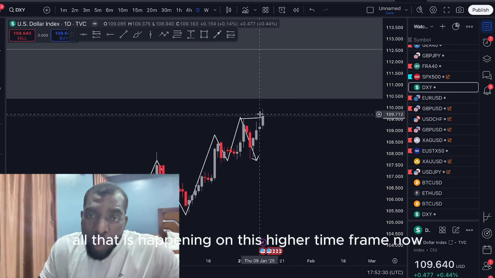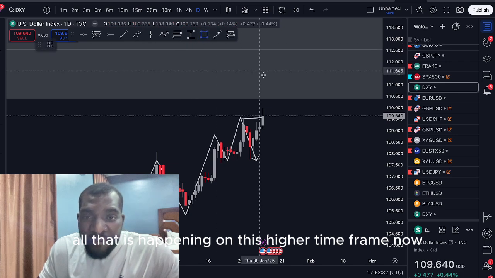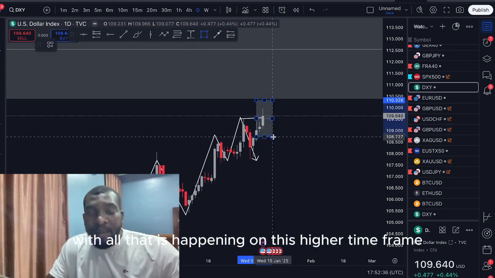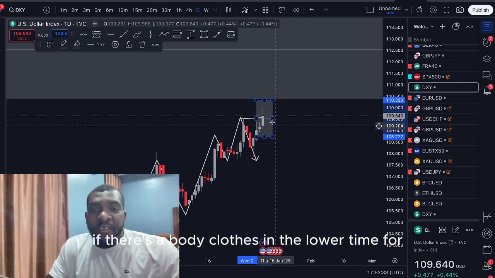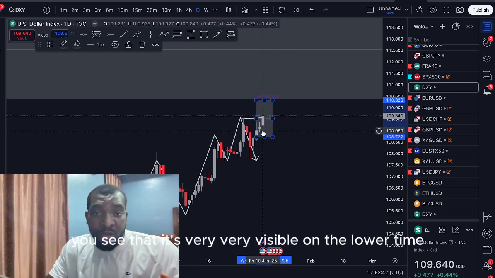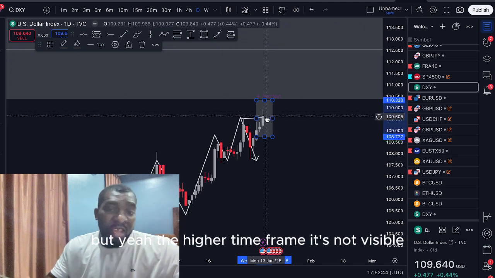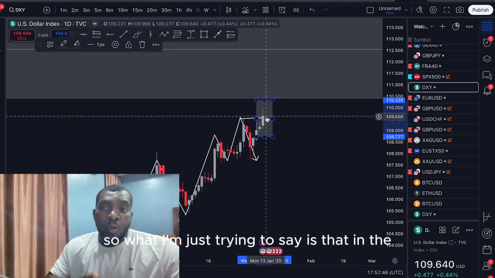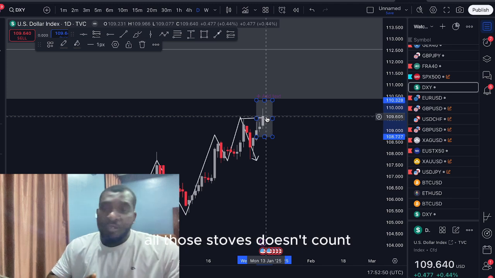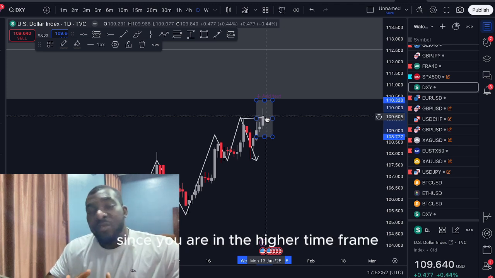But with all that is happening on this higher time frame, as you could see, this time frame is very, very big. If there's a body close in the lower time frame, you see that it's very, very visible on the lower time frame. But here on the higher time frame, it's not visible. So what I'm just trying to say is that in the higher time frame, all those things don't count. It doesn't count since you are in the higher time frame.